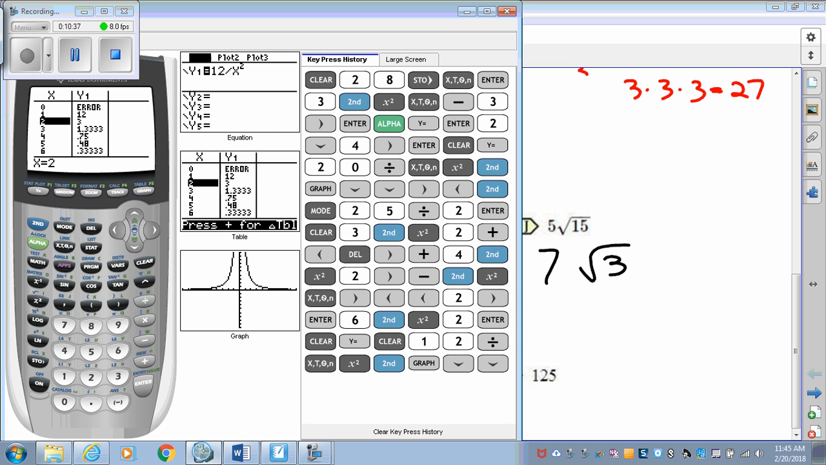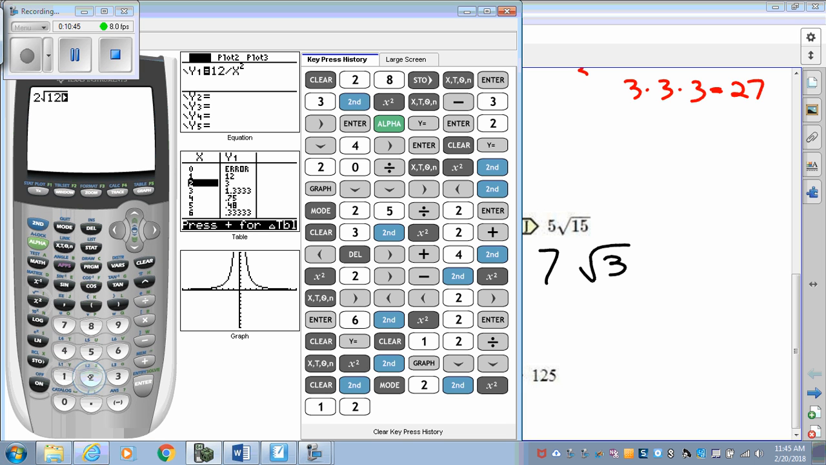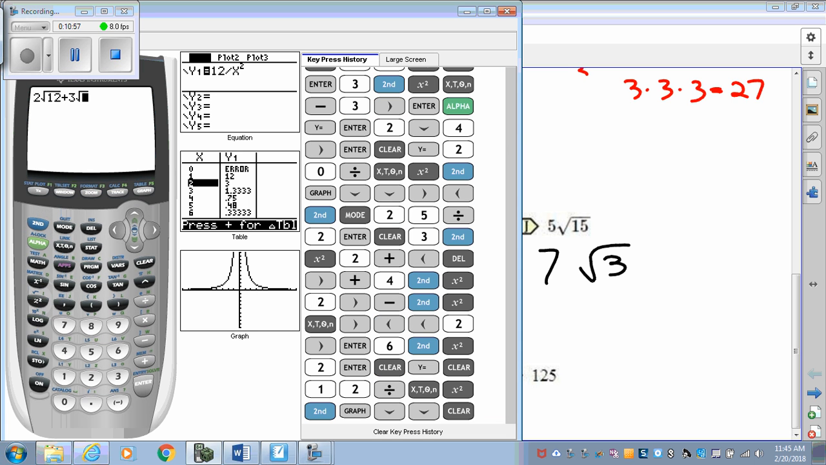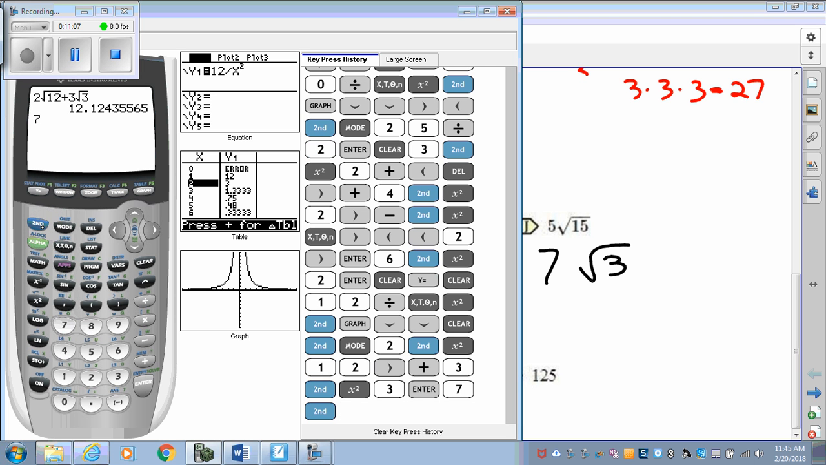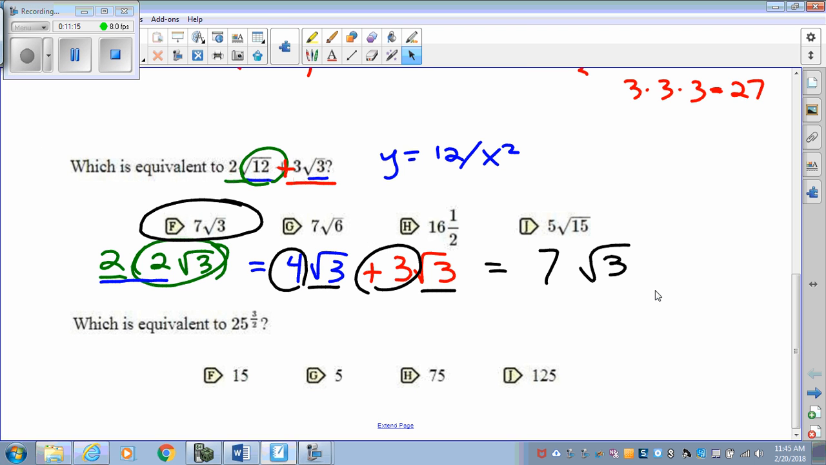All right, so 2 radical 12. So I have 2 square root of 12. I'm going to arrow over so it's not underneath, plus 3 radical 3. And what does that equal? 12 something. And let's see if that's the same as 7 radical 3. It is. So I didn't make a mistake. I got that right. All right, very good.